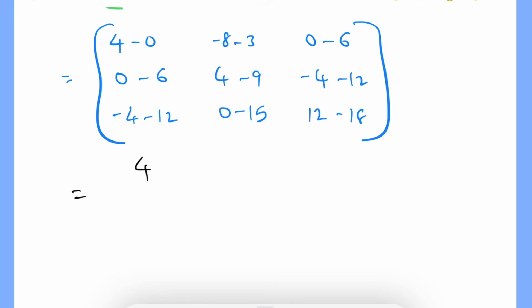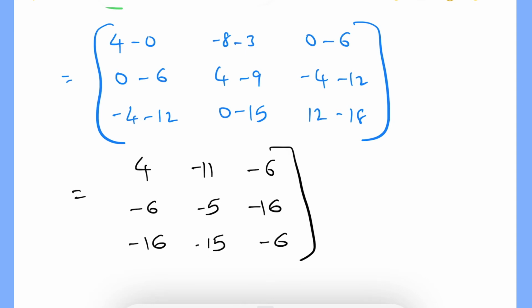4 minus 0 is 4, minus 8 minus 3 is minus 11, 0 minus 6 is minus 6, 0 minus 6 is minus 6, 4 minus 9 is minus 5, minus 4 minus 12 is minus 16, minus 4 minus 12 is minus 16, 0 minus 15 is minus 15, 12 minus 18 is minus 6.